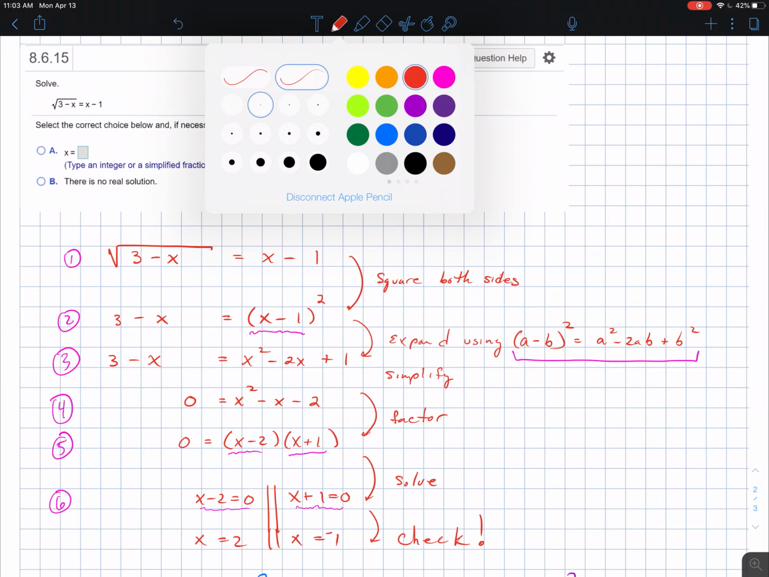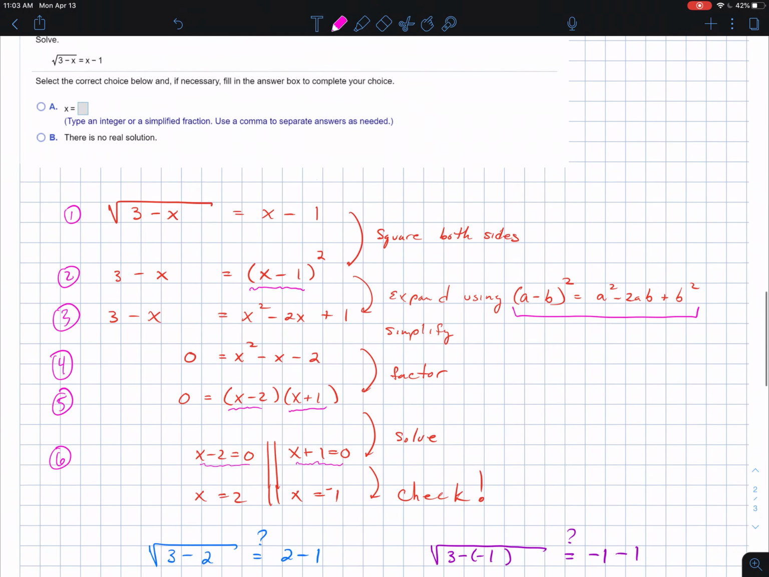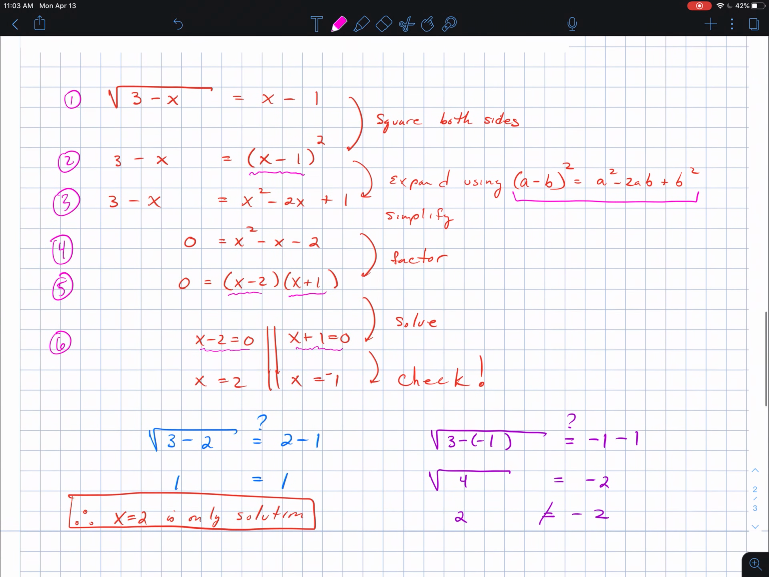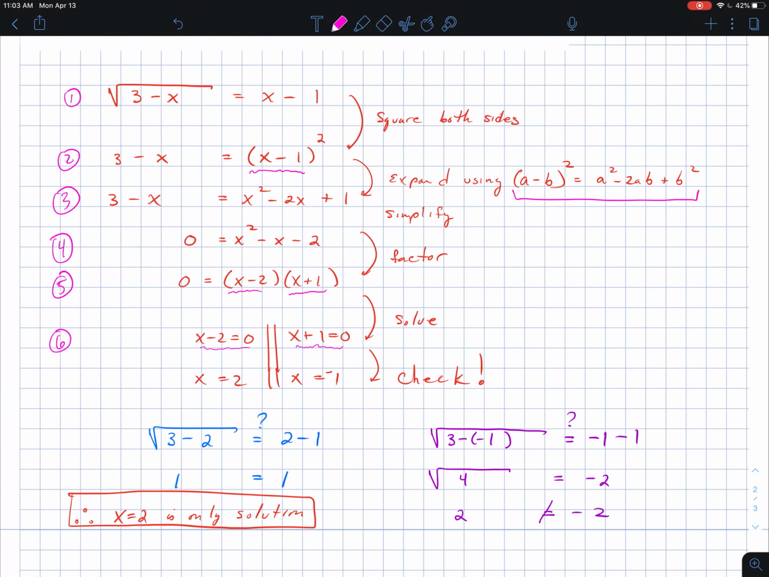Okay, so when we actually solved, I had to do a check. And when I did the check, I found out that the only answer that made any sense was 2, because we found out that 1 does equal 1. Inputting the negative 1, we get the square root of 4, which gives us 2, but 2 is not equal to negative 2. So the only answer to this, step 7, is x equals 2.